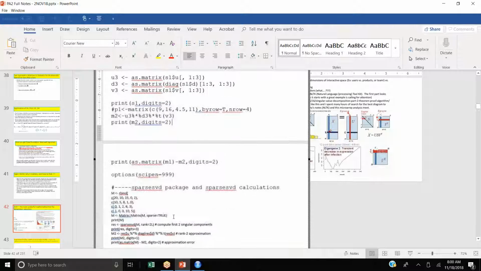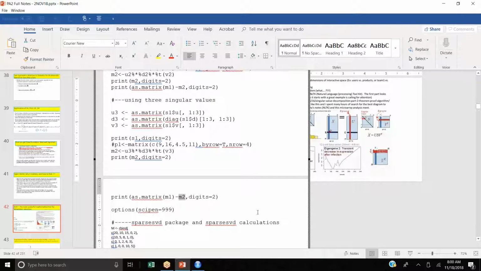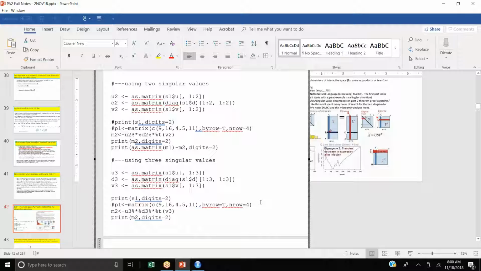Then, do you agree with me that this one, look at this one. What is this? It is matrix M1 minus M2. What is M2? M2 is retrieved using 3 singular dimensions. Agreed? That's what M2 is. And the difference will be the least. Pretty much it should be same, not least. We will see that. Are you ready?